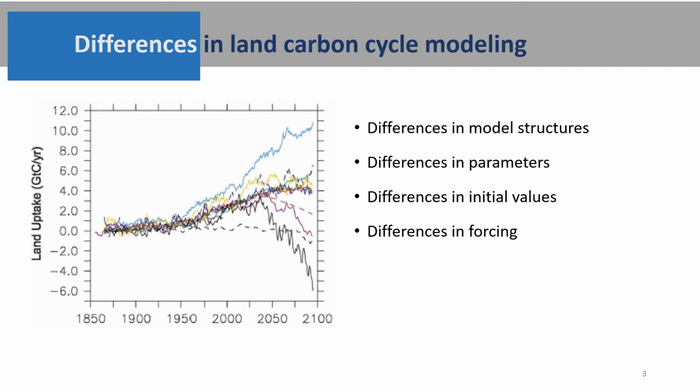Model intercomparison projects have been developed. They put lots of effort into understanding the differences among models. For example, differences in model structure, parameters, initial values, and forcing have been widely discussed. There are still two big challenges. First, even if we identify the above differences among models, how do we quantitatively evaluate their contribution to the carbon cycle? Second, can we understand these differences with scientific meaning?